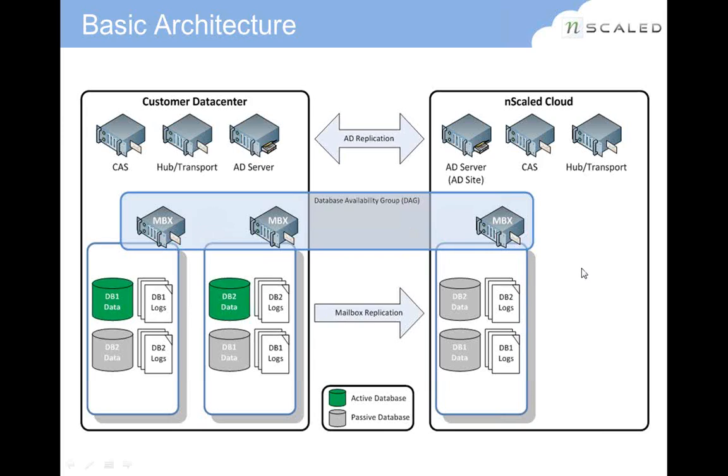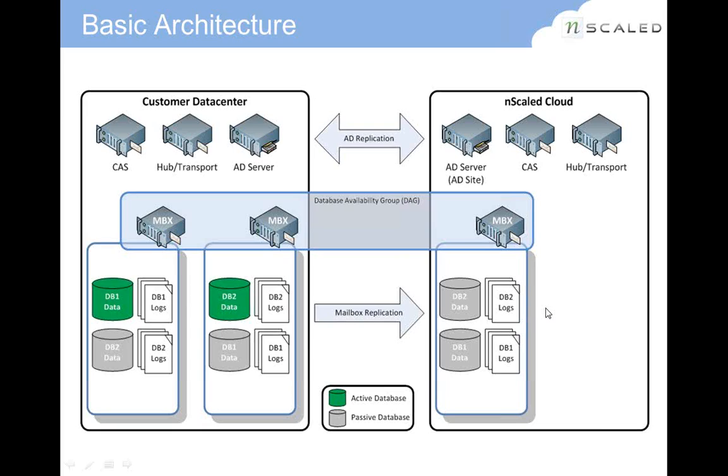To talk a little bit more about the architecture, I want to point out that in the cloud, on the N-Skilled cloud side, you would typically have whatever pieces of the puzzle you need for the amount of service you want to provide. So in the simplest example here, I've said that the N-Skilled cloud will have a CAS server, it will have a hub transport server, and by default in the N-Skilled solution, we always have an AD server that's a member of your Active Directory topology.